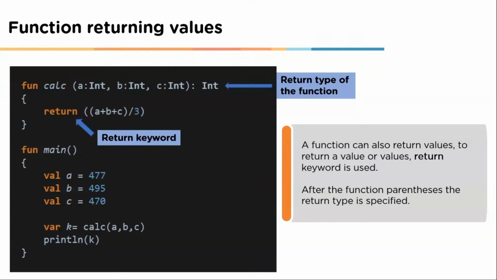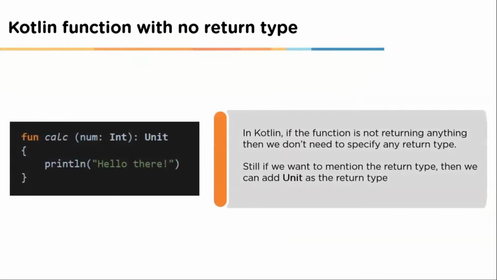So now moving on to the functions with no return types. Kotlin function with no return type. In Kotlin language, if the function is not returning anything, then we don't need to specify any return type. But if we want to mention the return type, then we can add Unit as the return type. So basically, the Unit type in Kotlin is like the void type in Java. That means it is used with a function that doesn't return anything.